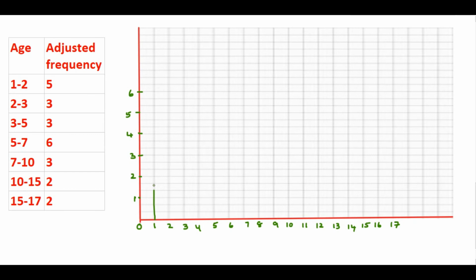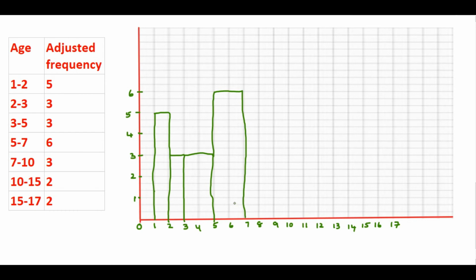So we need to draw 1 to 2, the width will be 1 to 2 only, and it is 5. Again 2 to 3 it is 3. So the width will be like this. Then 3 to 5 it is 3. Again 5 to 7 it is 6. So we need to draw 5 to 7. You can see that the width of this rectangle is more.